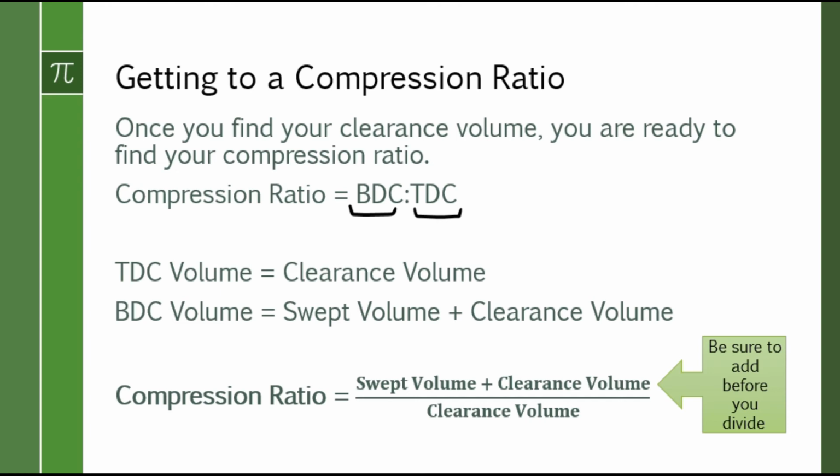Okay. When you're at bottom dead center, you have your clearance volume and you just add in the swept volume of the cylinder. So here it is as the final formula. It'll be on your formula sheets. Take the swept volume, add the clearance volume, do that math first. Once you get your answer, divide by the clearance volume to get your compression ratio.